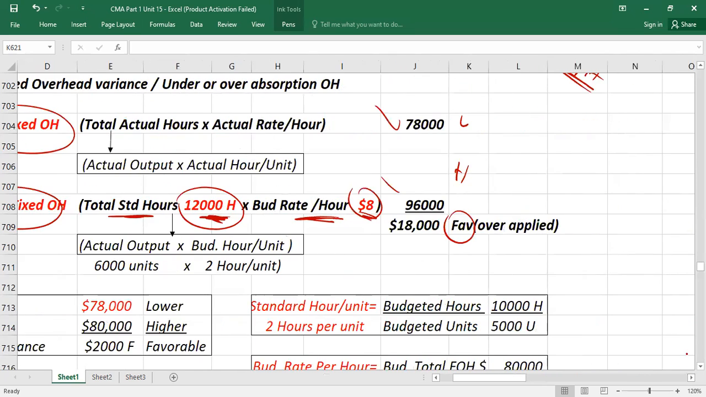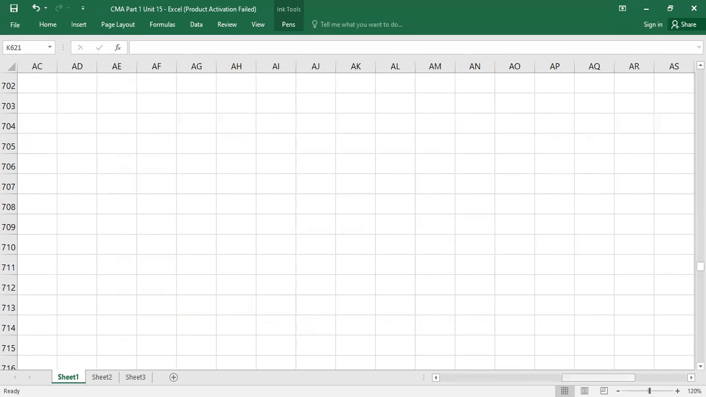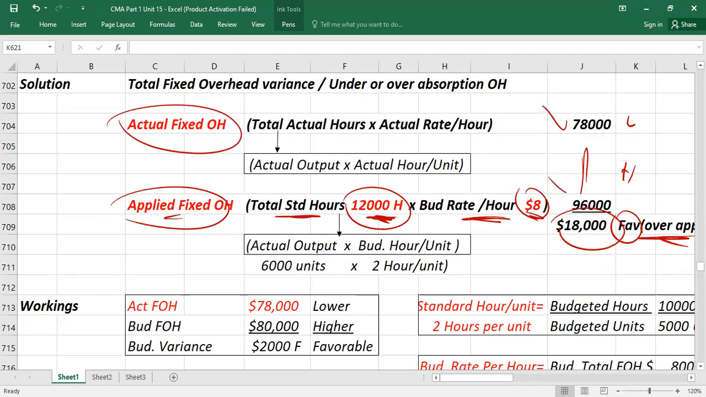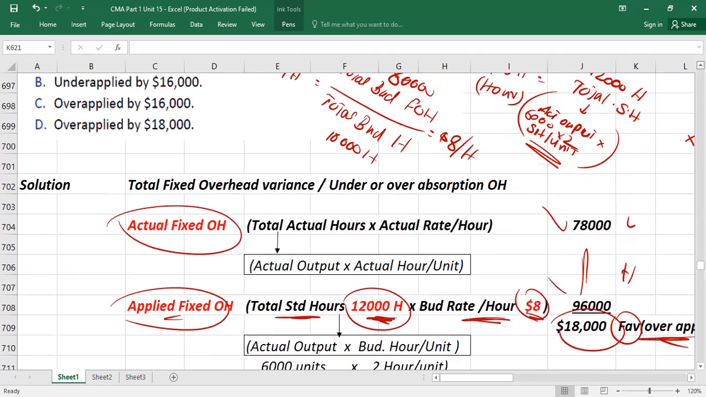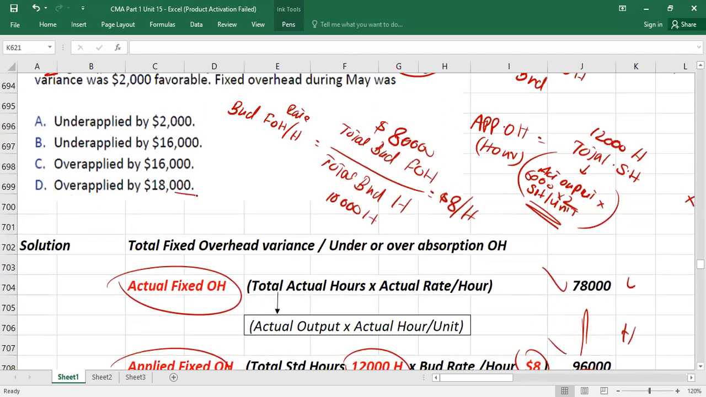Unfavorable stands for underapplied. But if it is favorable, it should be what? Overapplied by how much? 18,000. So what is your answer now? Go to the question. 18,000 favorable is your answer. Overapplied by 18,000. Right? This is your answer.